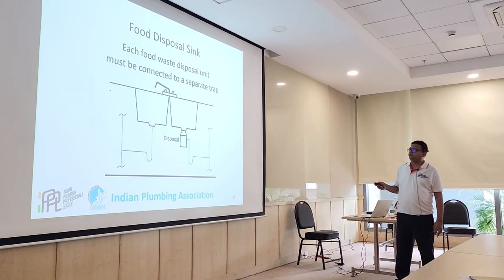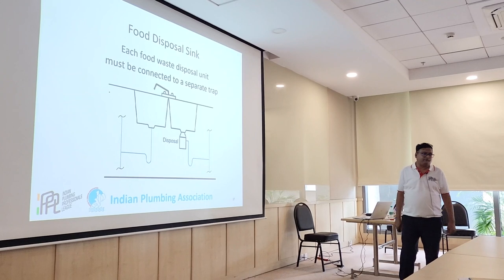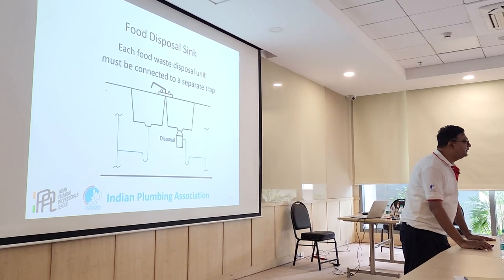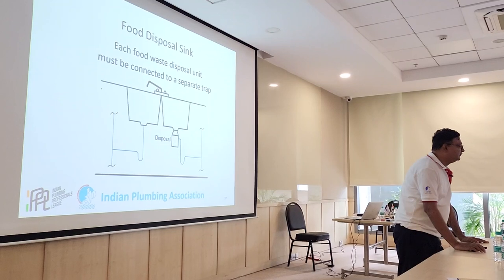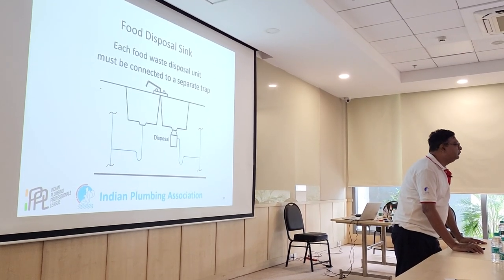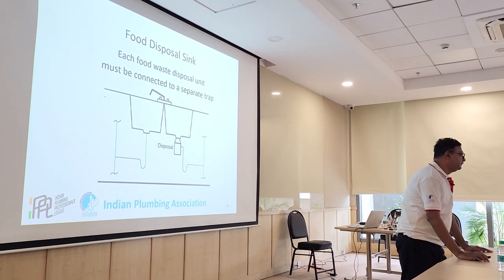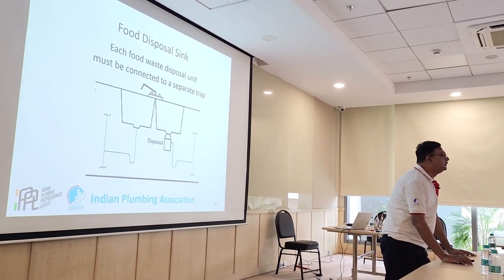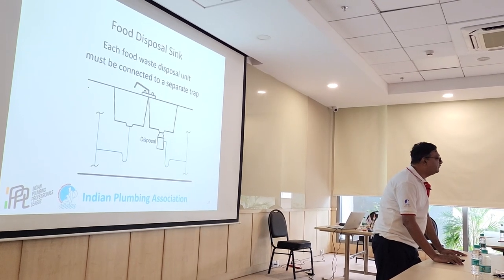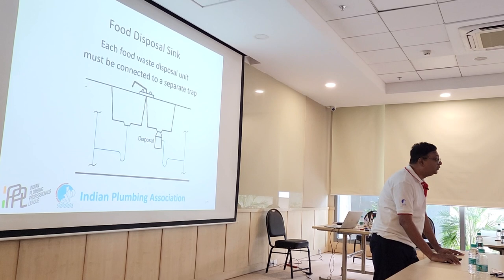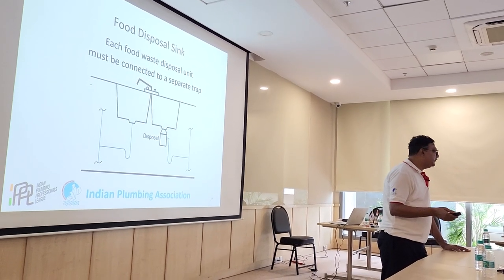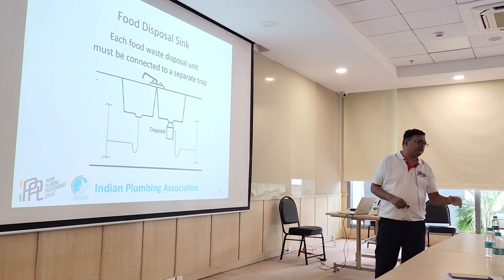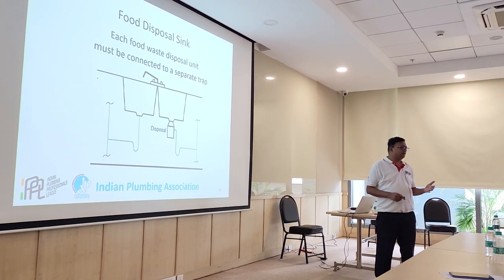Food disposal sink. Each food waste disposal unit must be connected to a separate trap. What could be the reason? Most of the time it is advisable that you provide a crusher after your sink. We don't provide it because we are habituated to throw everything in the sink. Okay, that is not the right term. We must provide that. If it is a commercial sink, like McDonald's, Domino's, then they must have a localized grease trap, grease separator. Of course, it will eventually go to the bigger grease trap, but they must provide a grease separator below the kitchen counter.